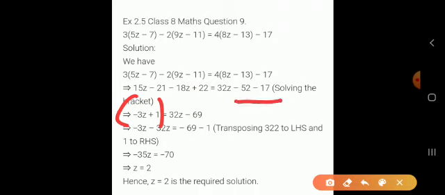Minus 52 minus 17, same sign. So we will do the sum. 52 plus 17 is 69, and the same sign will come, that is minus 69.